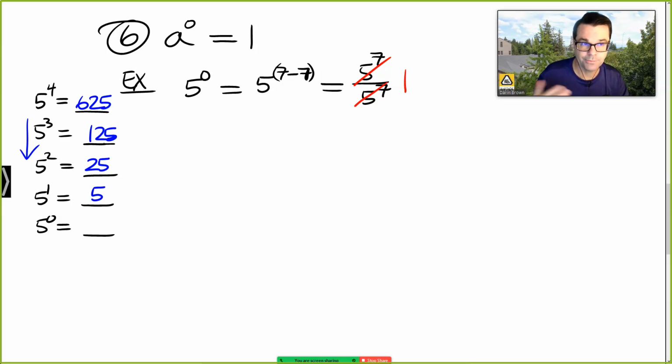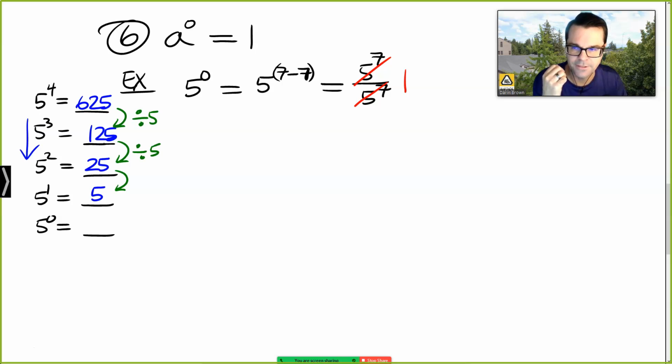So hopefully what you should be recognizing is that to get from one of these numbers to the next one, and you can see this most easily from 25 to 5, 125 to 25, but also 625 to 125, I'm dividing by 5 each time. That is the pattern. Math is all about finding patterns and exploiting patterns. So I see a pattern here. I'm always dividing by 5. So what do I get if I keep continuing the pattern?